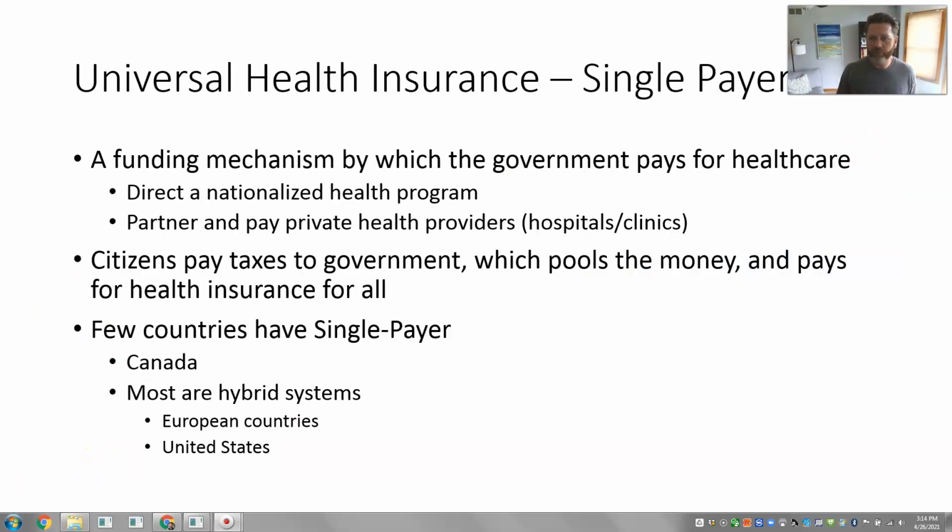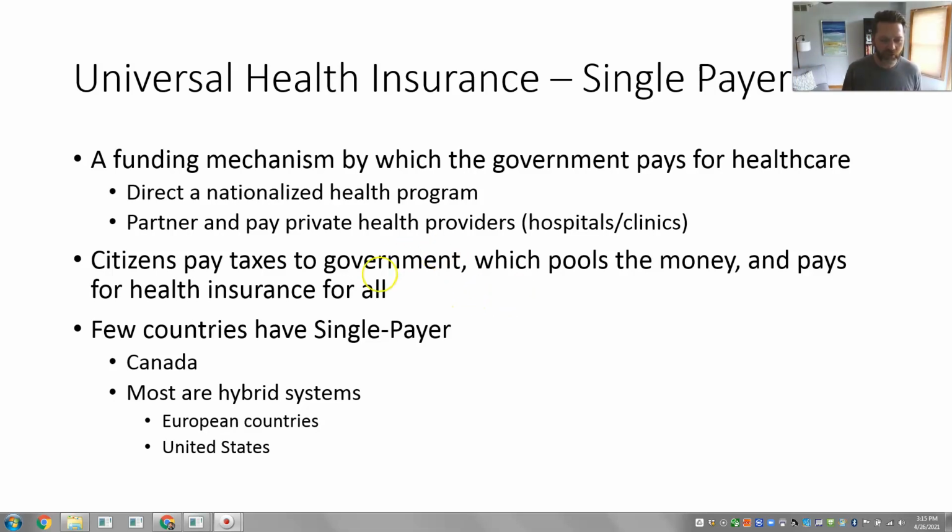So the single payer idea is a little bit different, right? And we only see this really in Canada and a few other major countries. This is a funny mechanism where the government pays for healthcare directly. All right, so this is a direct nationalized health program. All right, so the government directly pays hospitals, pays clinics. The citizens pay taxes to the government, which pools all that money together, right, and then pays it out.